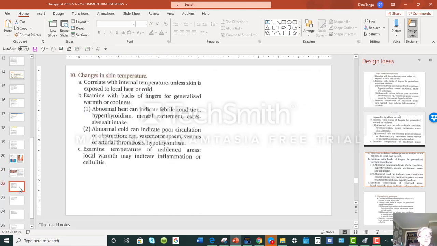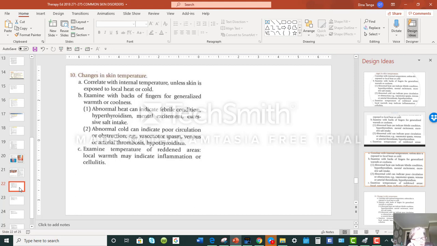Changes in skin temperature correlate with internal temperature unless skin is exposed to local heat or cold. Examine with backs of fingers for generalized warmth or coolness. Abnormal heat can indicate febrile condition, hyperthyroidism, mental excitement, excessive salt intake.